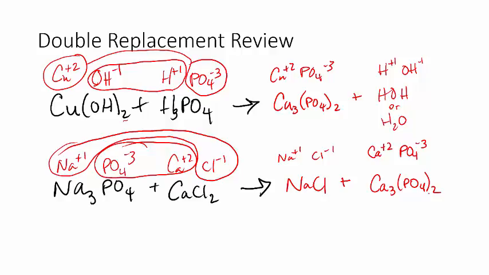But in double replacement, you do not need to check any activity chart. For right now, you're just going to pair a plus with a minus, but you can't keep it with the same partner that it already has. You have to change partners.